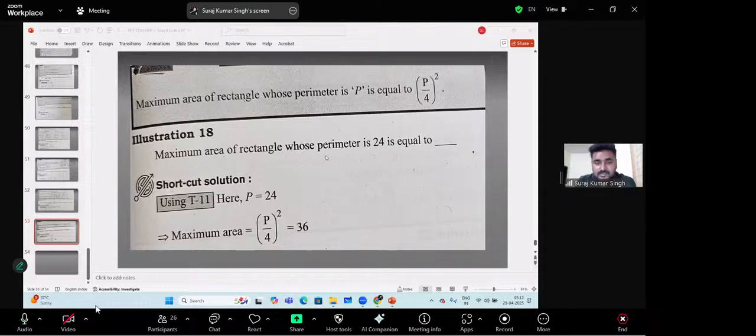Suraj Kumar sir, if possible, can you share these 54 slides with me? Yes, sure, ma'am. I will share it in our mathematics group. Okay, thank you very much, ma'am.